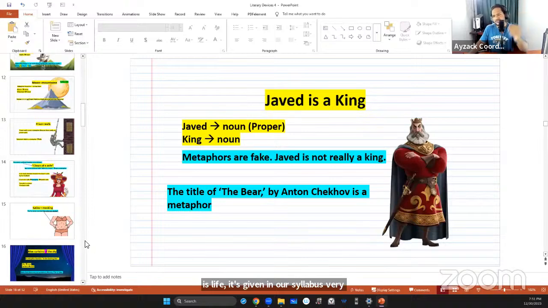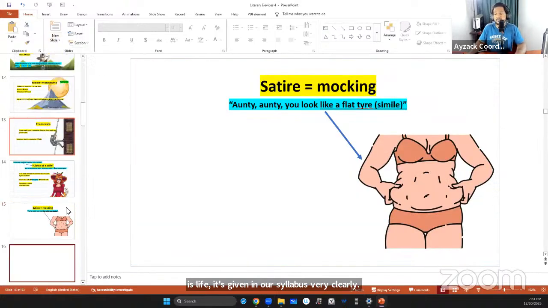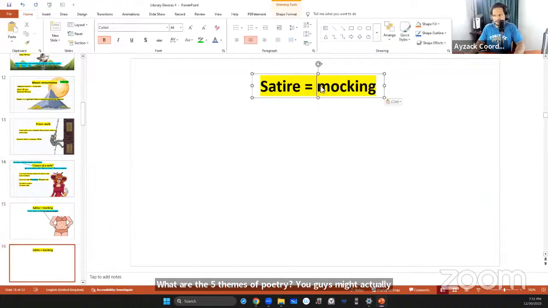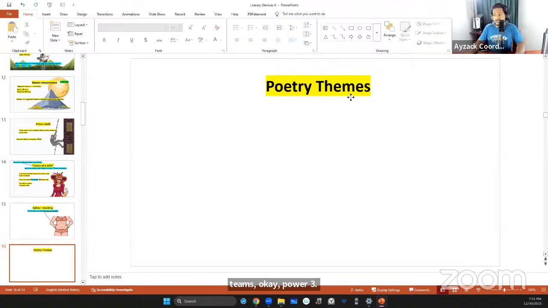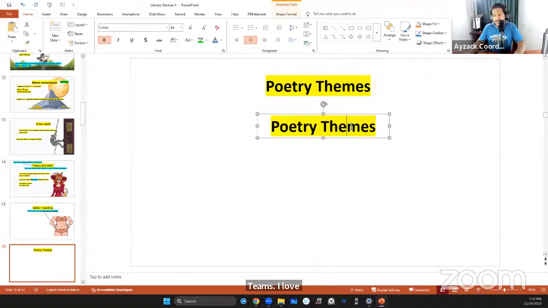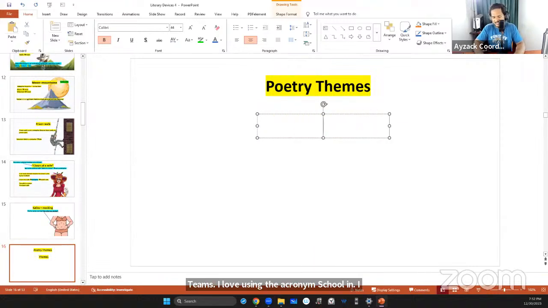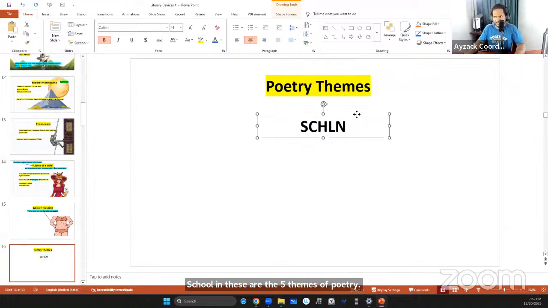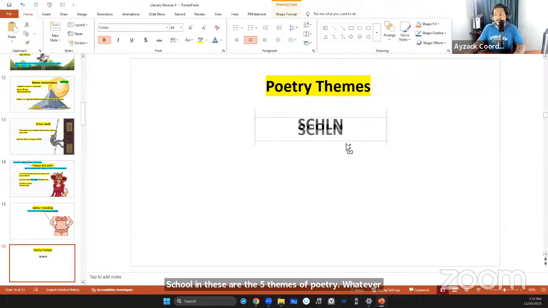What are the 5 themes of poetry? You guys might actually benefit out of this. What are the 5 themes of poetry, Nangi? Poetry themes, okay? I love using the acronym SCHOOLIN. These are the 5 themes of poetry. Whatever poem you talk about in our syllabus must fall under these 5 themes.